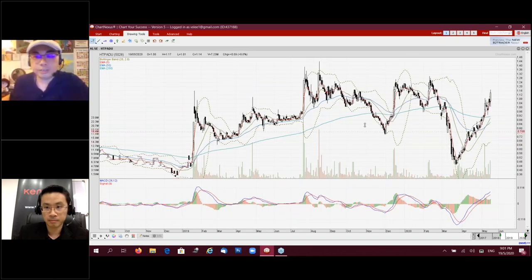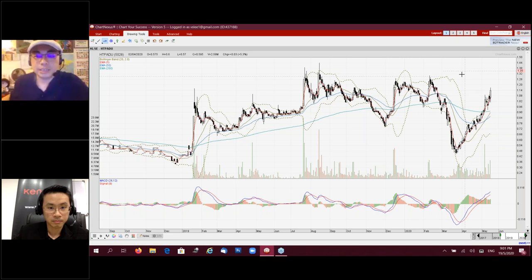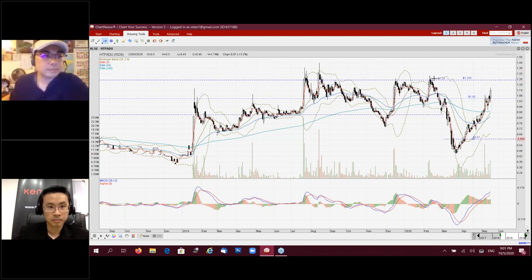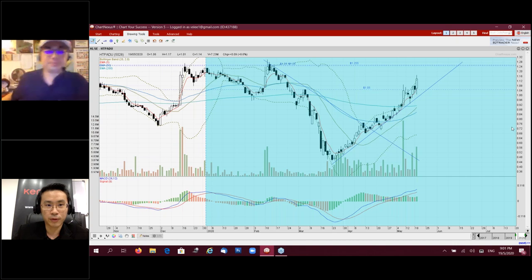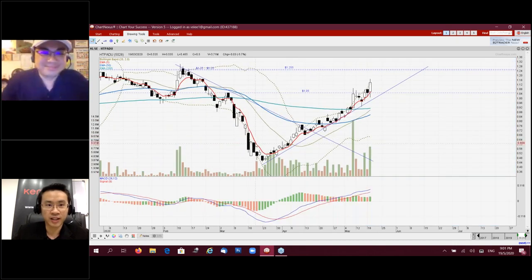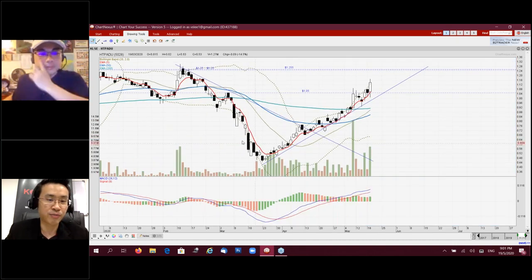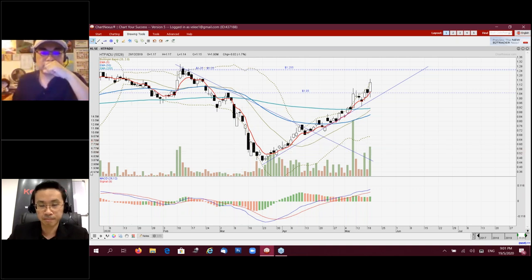Let me draw the chart first, then I will be able to dissect clearly what is going to happen these few days. By the way, Derrick is using the ChartNexus platform. ChartNexus is also available on the Kenanga Kentrade platform. I'm sure if you're a Kenanga client, you would notice that you can find this live price feed on the Kentrade platform. Okay, HT Padu.